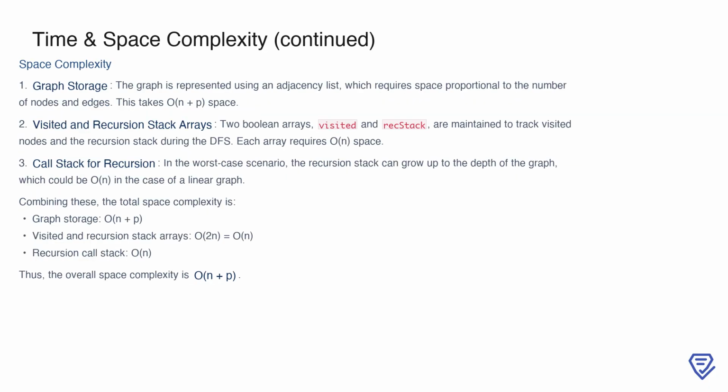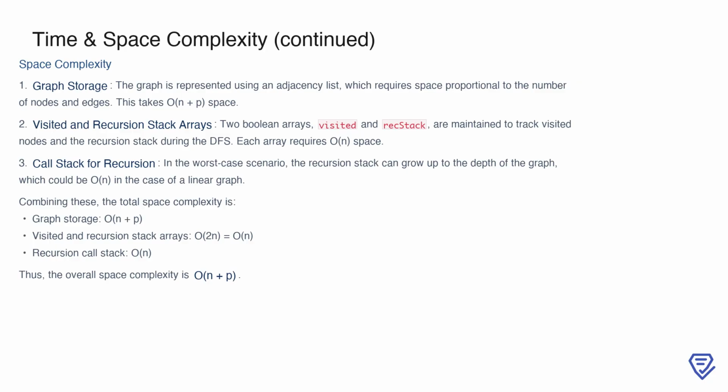Next, let's examine the space complexity. The algorithm utilizes three main components. First, the graph is stored using an adjacency list, which requires space proportional to the number of nodes and edges. This accounts for O(n + p) space.